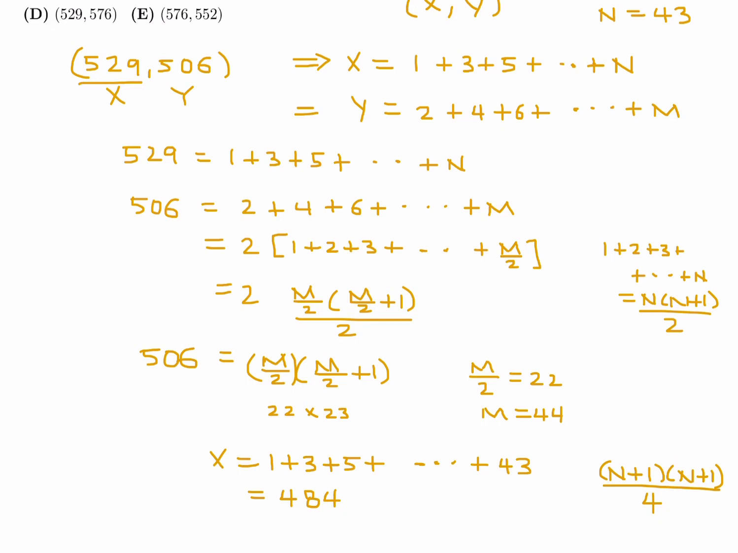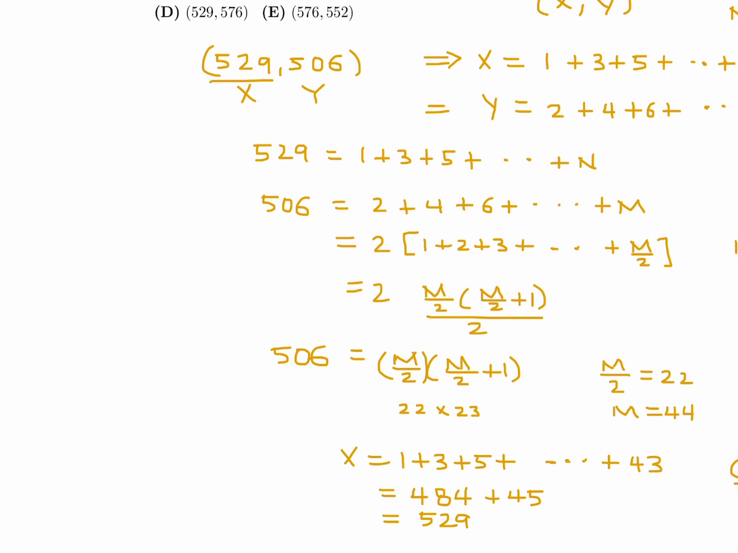All that means is that I just have to add one more because n is not 43, n is most likely 45. So add another number, and when you do, you get 529. So let's illustrate this in a very, very brief diagram. So that means we had a scenario as follows.